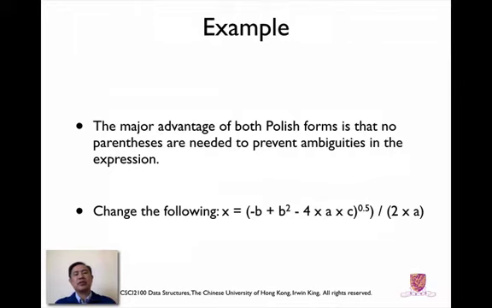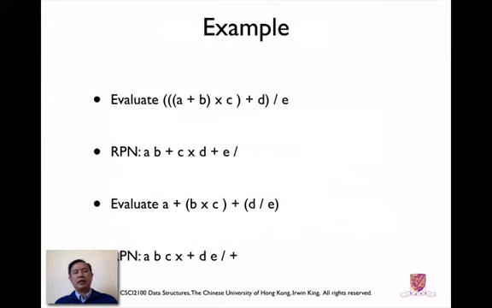Now, the major advantage of both Polish forms is that no parentheses are needed to prevent ambiguities in the expression. So if you were to look at this expression, x equals minus b plus the square root of b squared minus 4 times a times c, raised to the 0.5 power, divided by 2 times a, how will you actually do this? Well, here is another example. If I were to ask you to evaluate a plus b times c plus d divided by e, you can see that there are so many parentheses around.